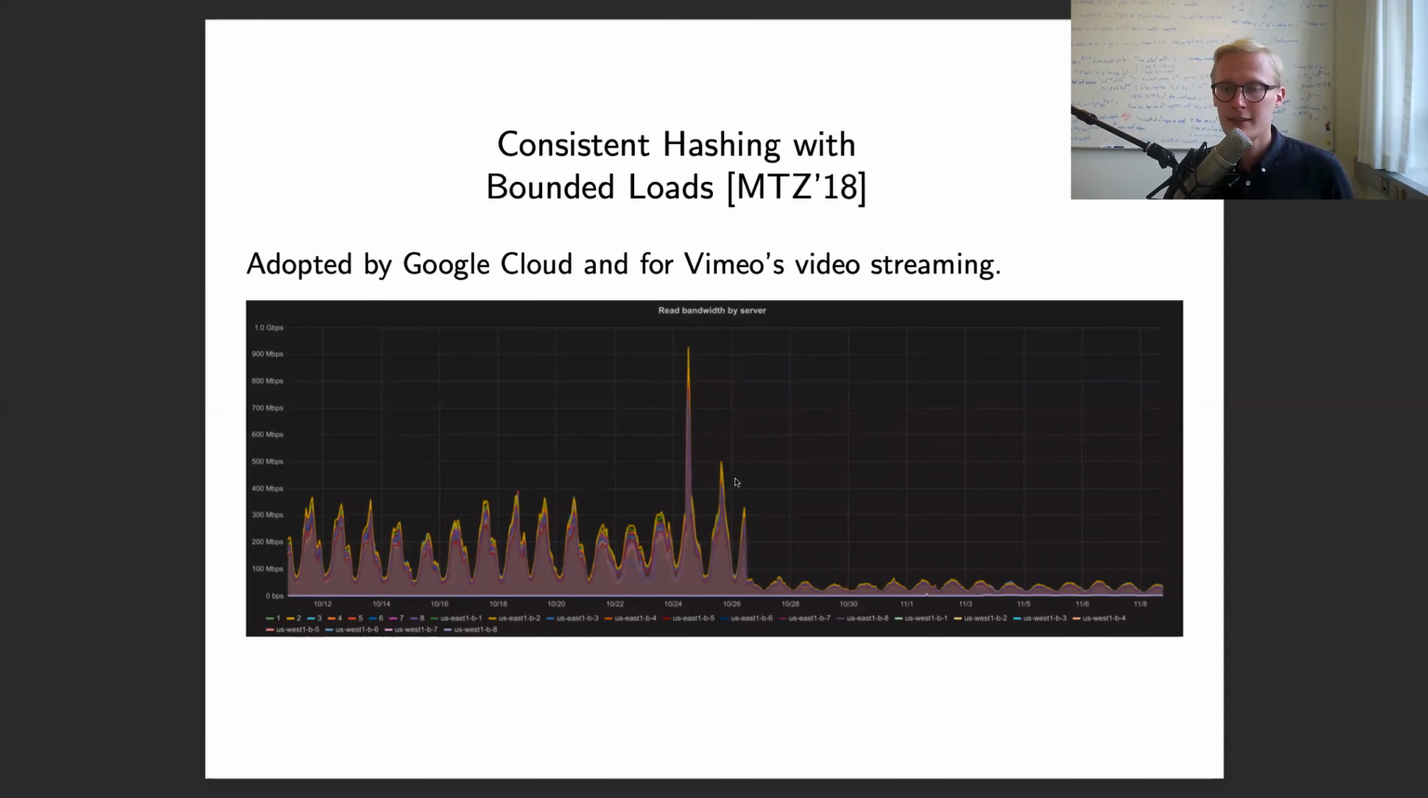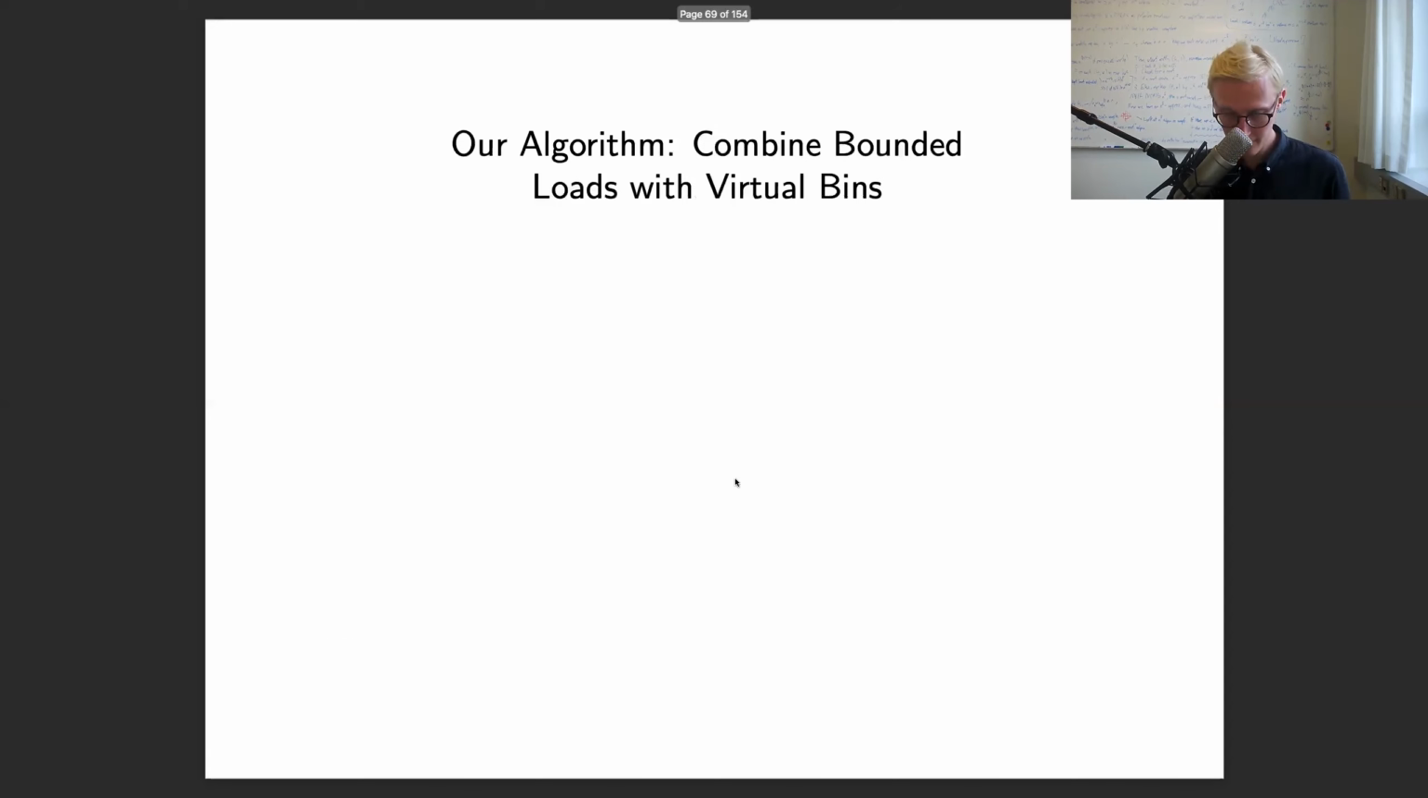First, I want to say that this consistent hashing with bounded loads has actually been adopted by both Google Cloud and also by Vimeo for their video streaming services. And this figure is from a Vimeo blog showing the bandwidth before and after implementing this solution. And as you can see, it has quite a significant effect. So let's talk about our algorithm.